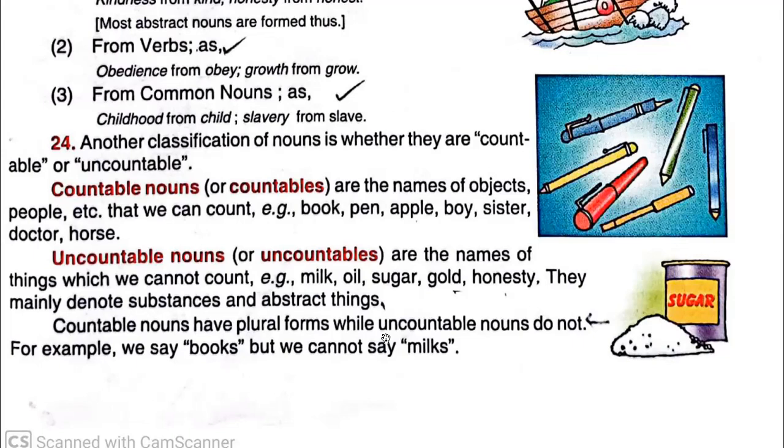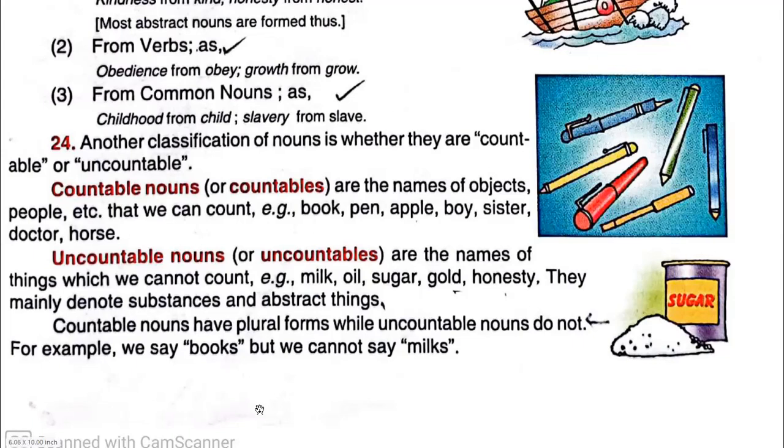Because milk is a substance, oil is a substance, gold also, we cannot count the droplets or whatever of these things. And honesty is an abstract thing, so we cannot count honesty too. Yes, ma'am, hair is also an uncountable noun. Yes, hair on the head, we cannot count it, like rice, we cannot count them.